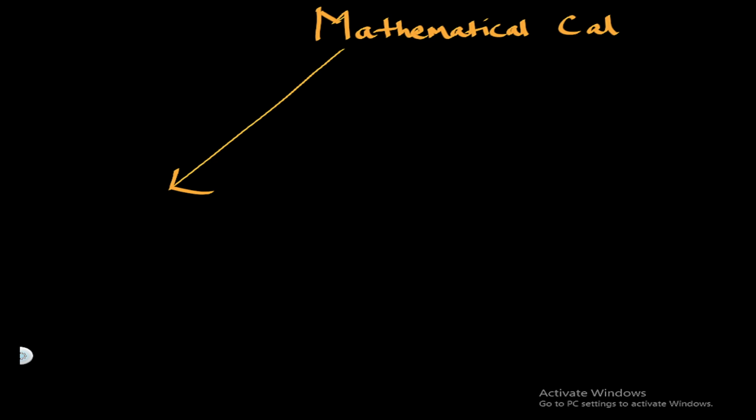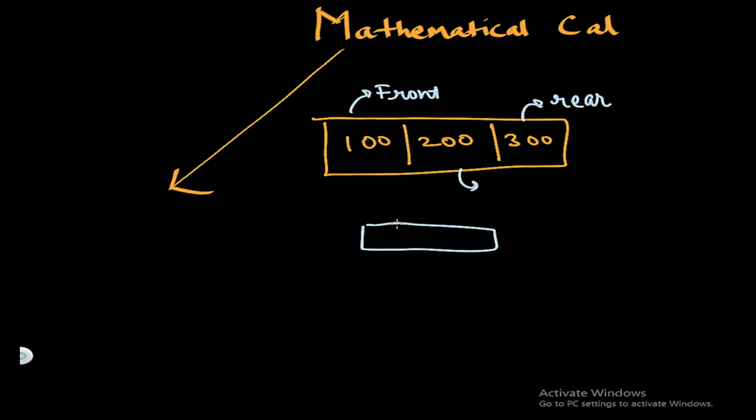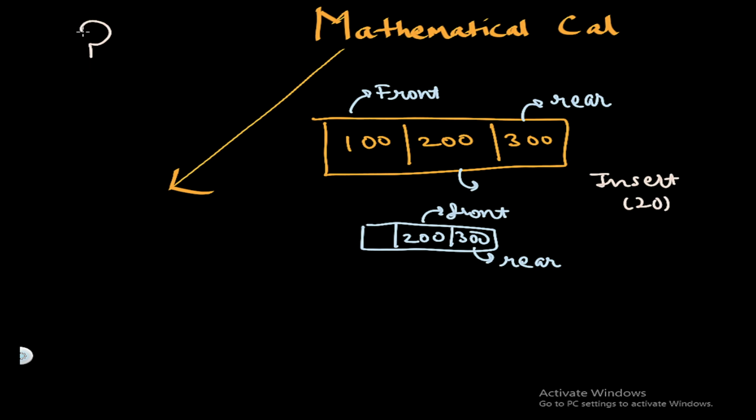Okay, so try to think that this is your queue. Here you have 100, here you have 200, and here you have 300. And this is your front element, and this is your rear element. After some time you did deletion, so your queue became 200 and 300, and this is your front element as of now, and this is your rear element as of now. Now you have a query to insert an element 20. But the question is where to insert.